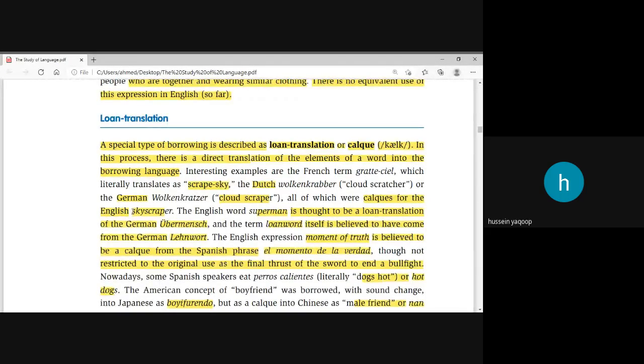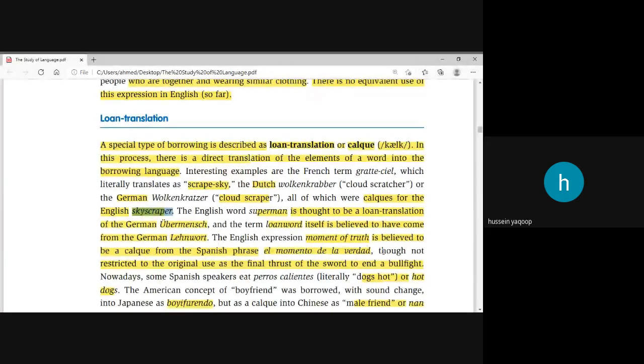Originally, it's what? Skyscraper. But in German, they change the composition of the compound word, to mean Wolkenkratzer, in English cloud scraper. So here, when translated, they changed the position of the words of the compound.